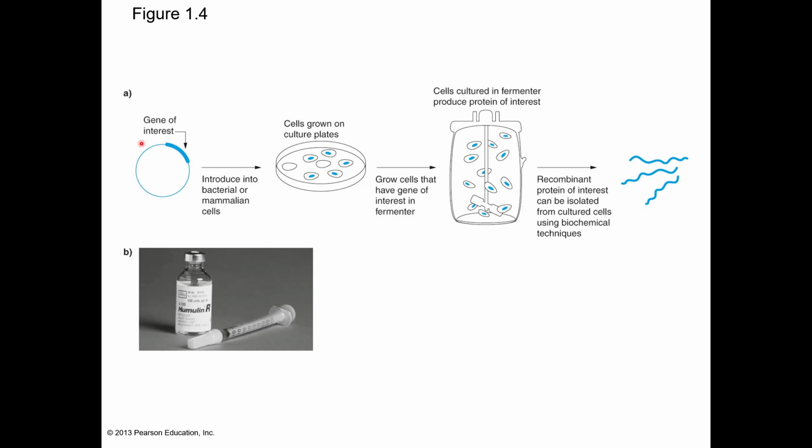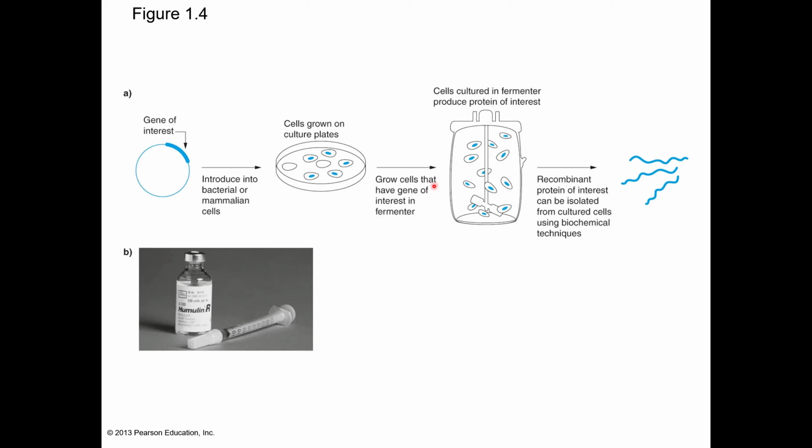Figure 1.4, in A, the gene of interest lies here. To produce it, we introduce it into bacterial or mammalian cells, and the cells grow on culture plates. Grow cells that have the gene of interest in a fermenter. Cells cultured in the fermenter produce the protein of interest. So here we have 1, 2, 3, 4, 5 cells with the gene introduced into bacterial or mammalian cells. So these two cells are either the bacterial or mammalian cells.